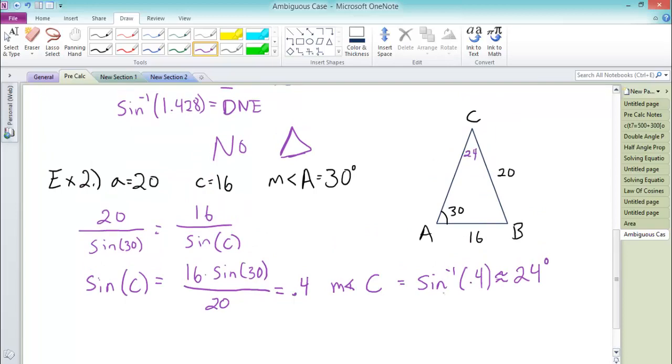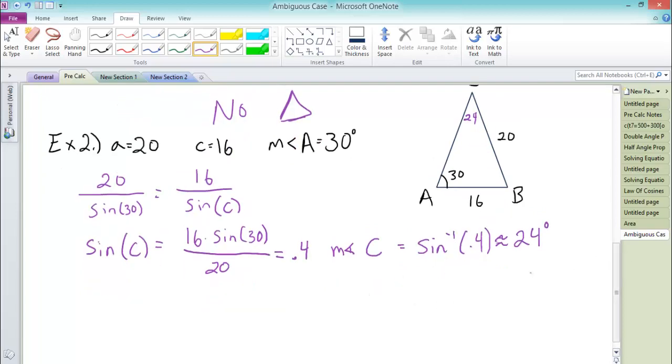Now I'm going to call to mind again that the sine is positive in both the first and the second quadrant. So if I draw this little guy here, and he has a reference angle of 24 degrees, well, sine is also positive over here with this reference angle of 24. But that measure right here, from the positive x-axis all the way over there, well, that's 156. So another possible angle would be 156.